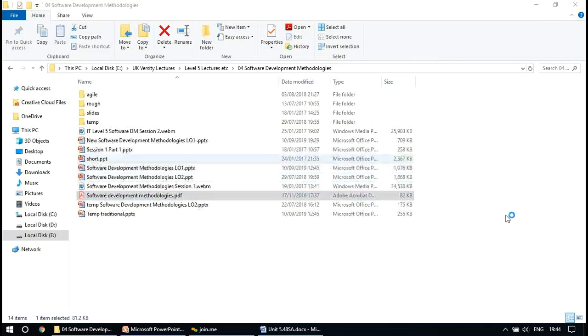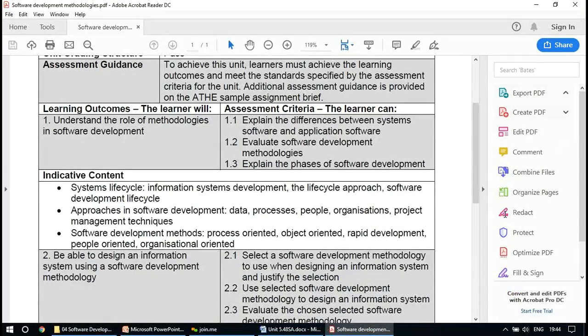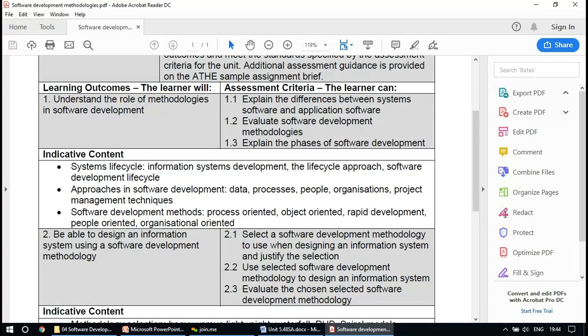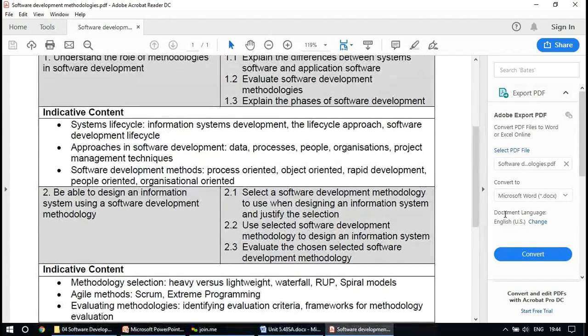Let us start today's unit. Today's unit formally has two learning outcomes. One is to understand the role of methodologies in software development, and two is to be able to design an information system using a software development methodology.